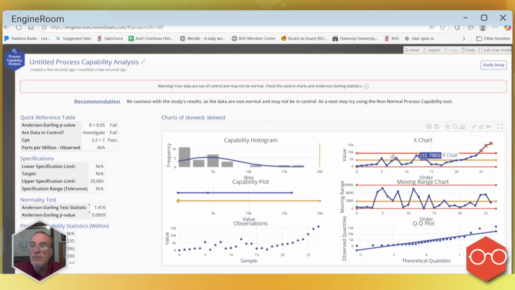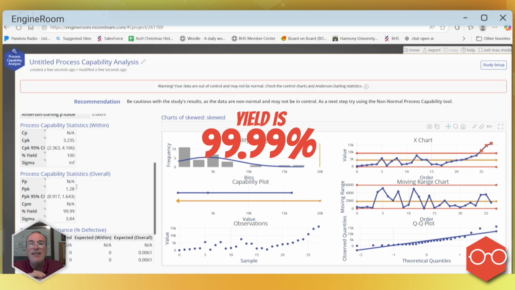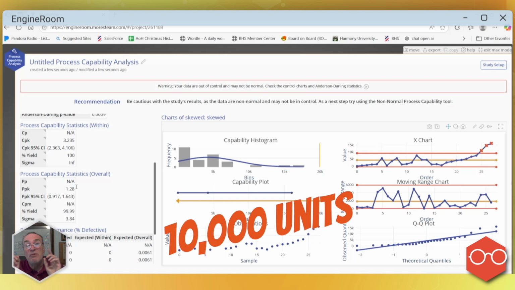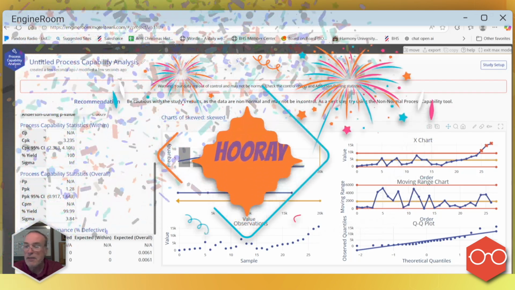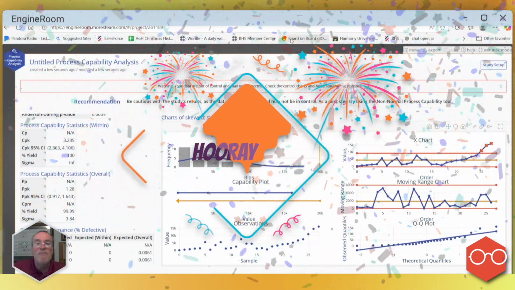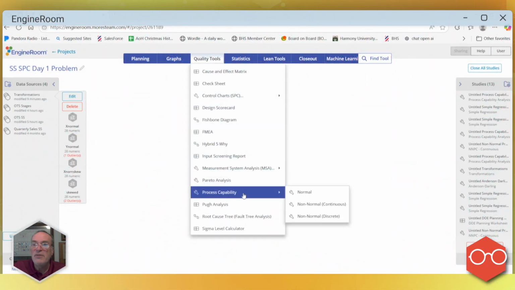So we do the process capability, and we get warnings that our data is not normal. And if we scroll down here, ultimately we find that we have a PPK estimate of 1.28, which means our yield is 99.99%. So if we made 10,000 units, we would expect one out of those 10,000 to be defective. No worries, everybody goes hip hip hooray. But that might not be real, correct? So we can do it differently.